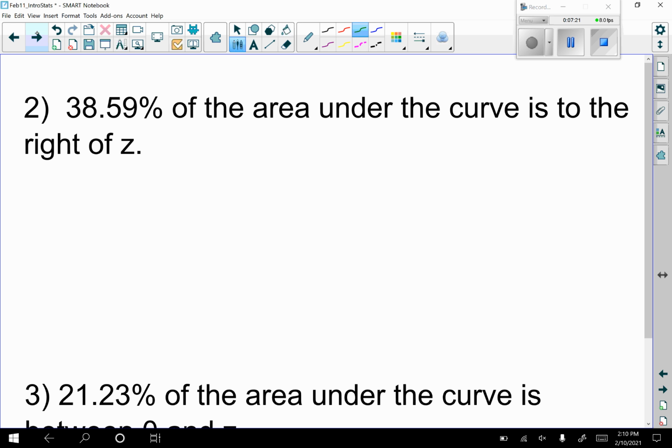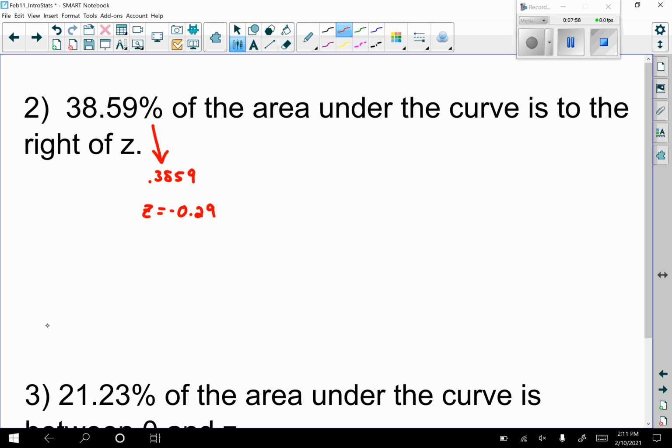All right, now we're to the right of z, so this is going to make a little bit of a difference. Still go ahead and go to menu 553, type in 0.3859, and go down to OK. There's really 2 ways we could think of this. What we're getting now, if we used 0.3859, is z equal to negative 0.29.